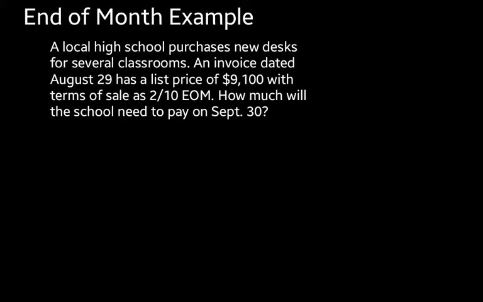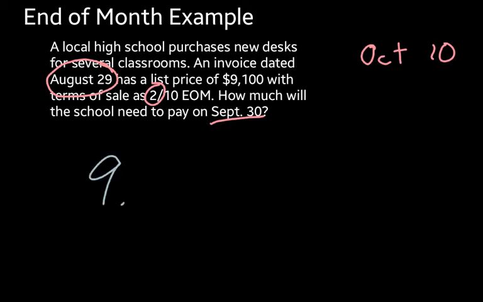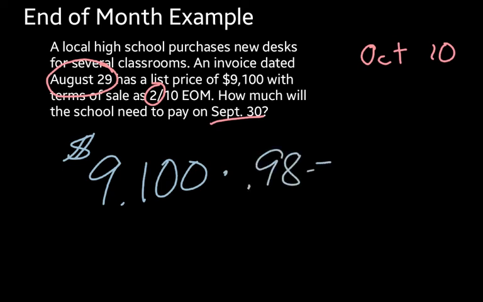So if we look, we have August 29th here. So we actually have not until September 10th, but until October 10th to pay this off and get a 2% discount, which means that if we pay on the 30th, we're going to get that 2% discount. So I'm going to take my $9,100 and I'm going to multiply it by the complement of 2%, or it means I'm going to pay 98%. And when I do that, I get $8,918, which means that's how much the school is going to have to pay for their desks with that 2% discount, as long as they pay any time before October 10th.